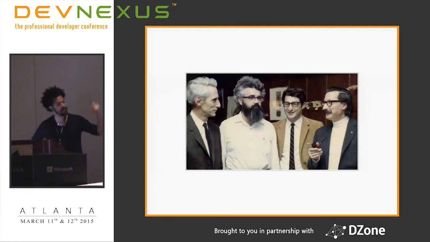The second from the left is John McCarthy, who invented Lisp. Without Lisp, you probably wouldn't have JavaScript. He invented garbage collection, functional programming, programming with recursive functions, interpreters, the whole shebang.